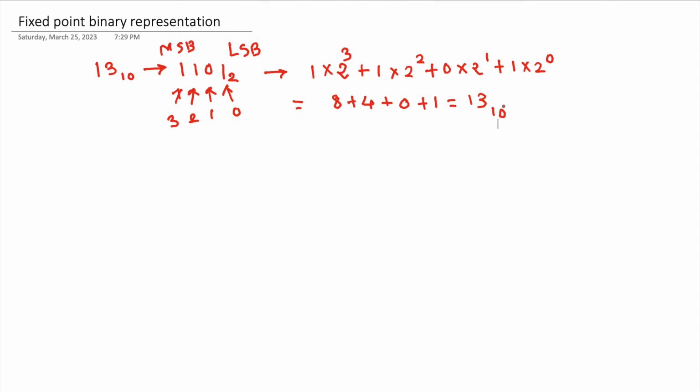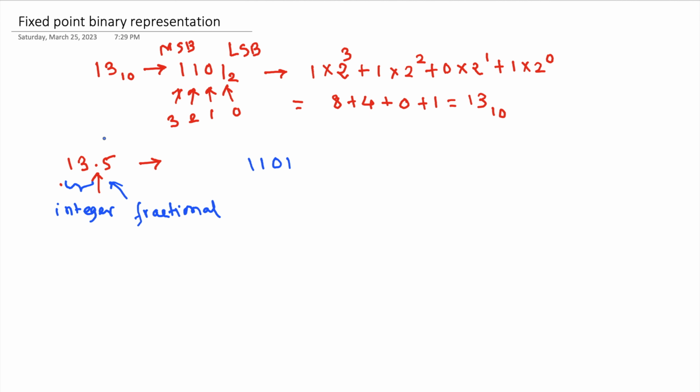Now, what if we want to represent a number, let's say 13.5? We have two parts here. This is an integer part, and then this is a fractional part. For the integer number, we know how we can get it. This is 1101.